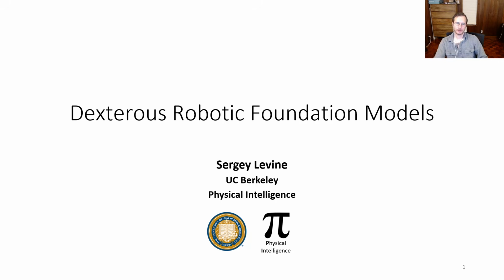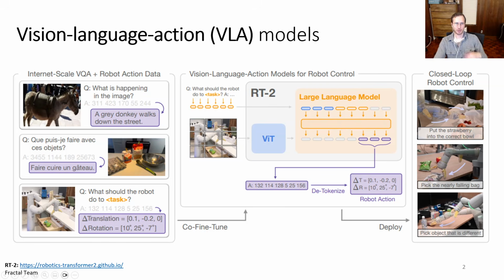In today's talk, I'm going to talk about dexterous robotic foundation models. So the starting point for robotic foundation models is vision language action models, or VLAs. VLAs are based off of multimodal language models, or vision language models.